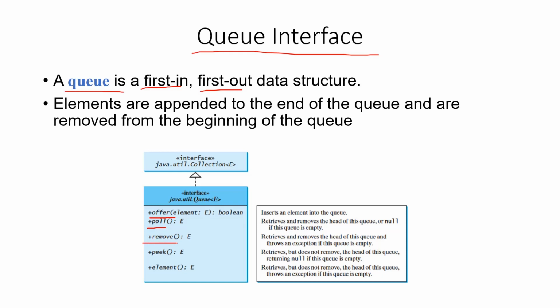Remove removes the first element in the queue. Peek just retrieves the first element, but it doesn't remove it. And element also retrieves the element. If the element doesn't exist, it throws an exception. The difference between peek and element is that if no element exists in a queue, peek returns null, but element throws an exception.